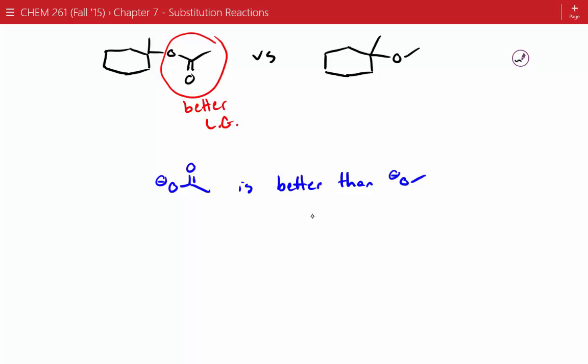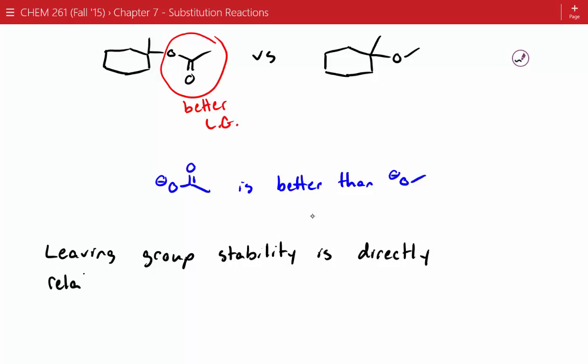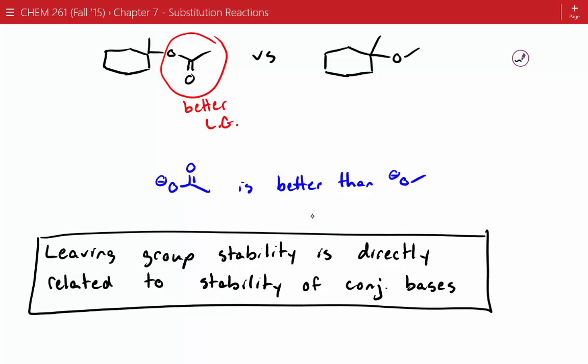So let's write that down. Leaving group stability is directly related to stability of conjugate bases.